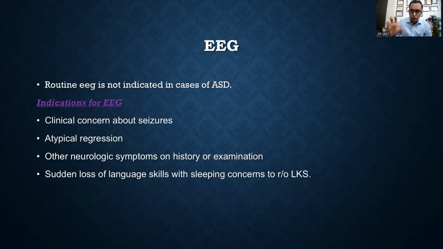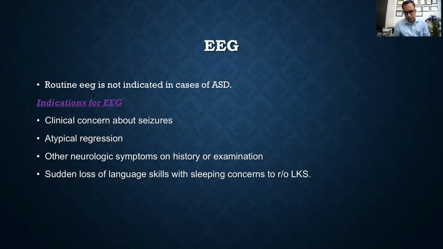Now, whether that abnormal EEG is an indication to start an anti-epileptic drug or not is a call we need to take. Every abnormal EEG is not an indication to start an anti-epileptic drug as far as an ASD kid is concerned, because in the majority of them, if there is an associated comorbidity, sleep disturbances will be there and the EEG will be abnormal. So routine EEG is not indicated in cases of ASD.